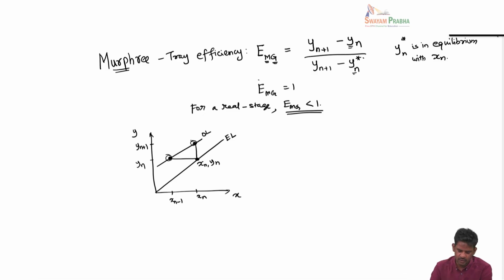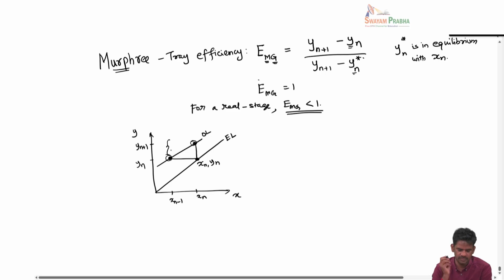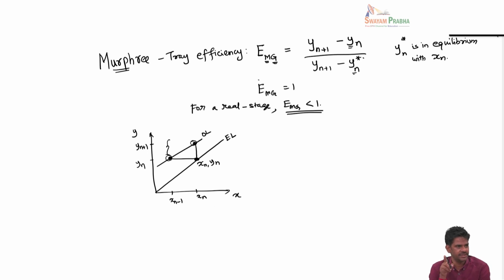So when I look at the change from yn to yn plus 1, the outgoing streams, which are xn and yn, can be found on the operating line. This is what I call an ideal stage, corresponding to a Murphy efficiency of 1. So this is for an ideal stage.